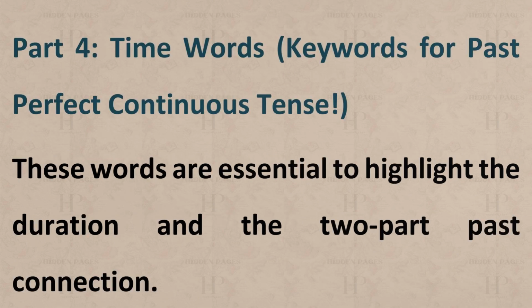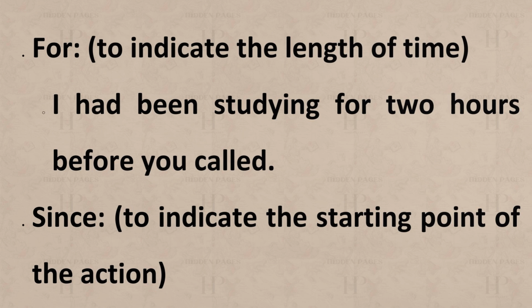Part 4. Time words. Keywords for past perfect continuous tense. These words are essential to highlight the duration and the two-part past connection. For, to indicate the length of time. I had been studying for 2 hours before you called.